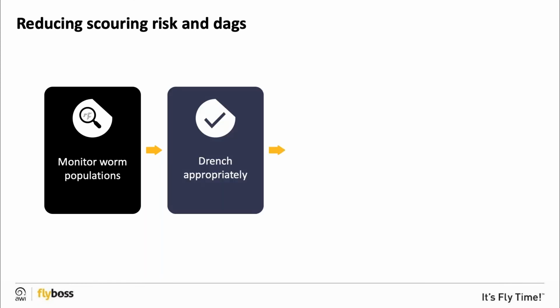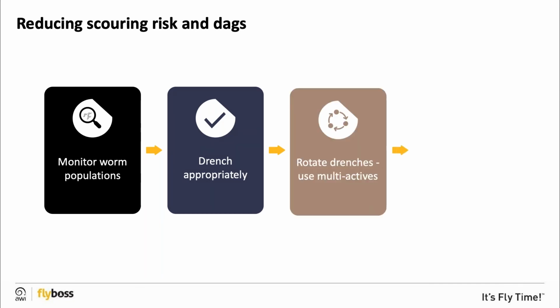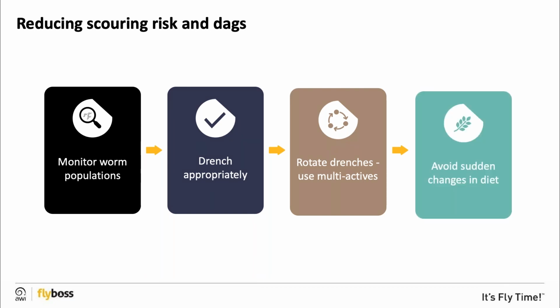When we're drenching, remember to use the right drench for the right job and the right dose. We want to make sure that we're rotating drenches and using drenches with multi-actives where possible. More information on this can be found on the Worm Boss website. And of course, avoid sudden changes in diet that may induce scouring, such as the introduction of grain, which can cause acidosis, or forage crops. All of these steps help reduce the risk of dags.